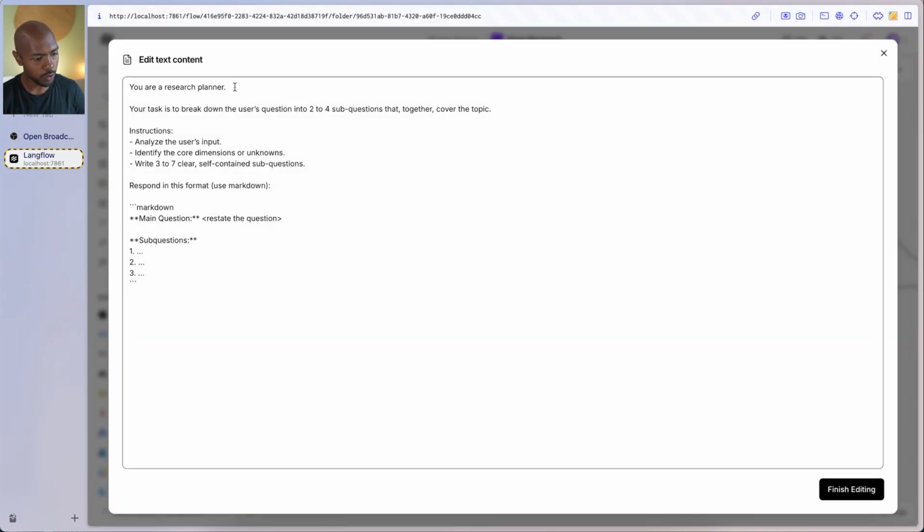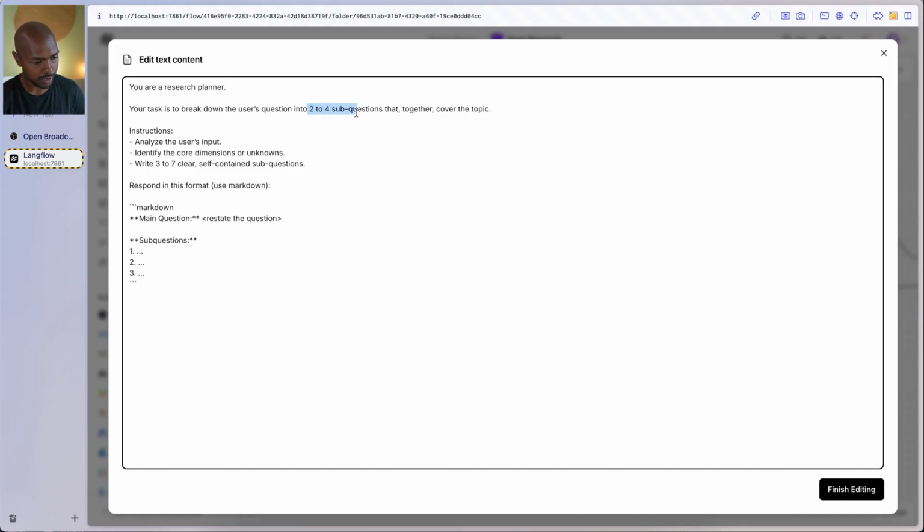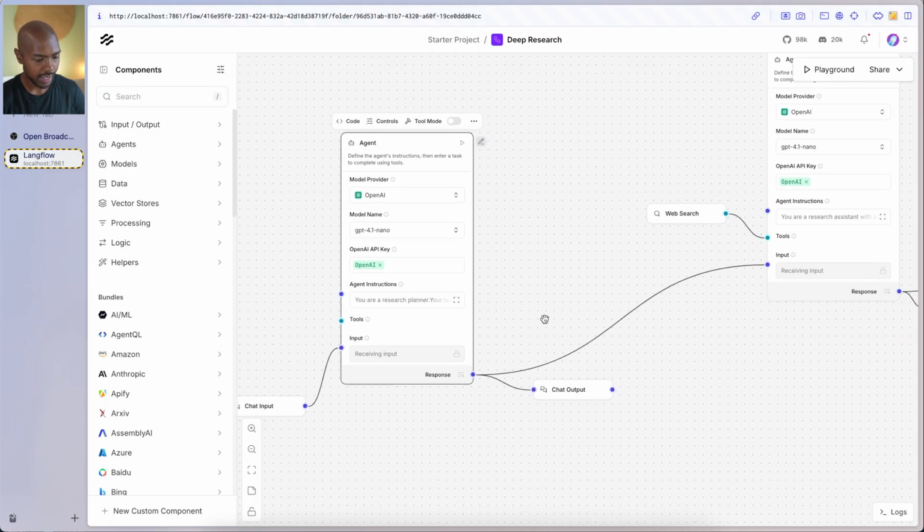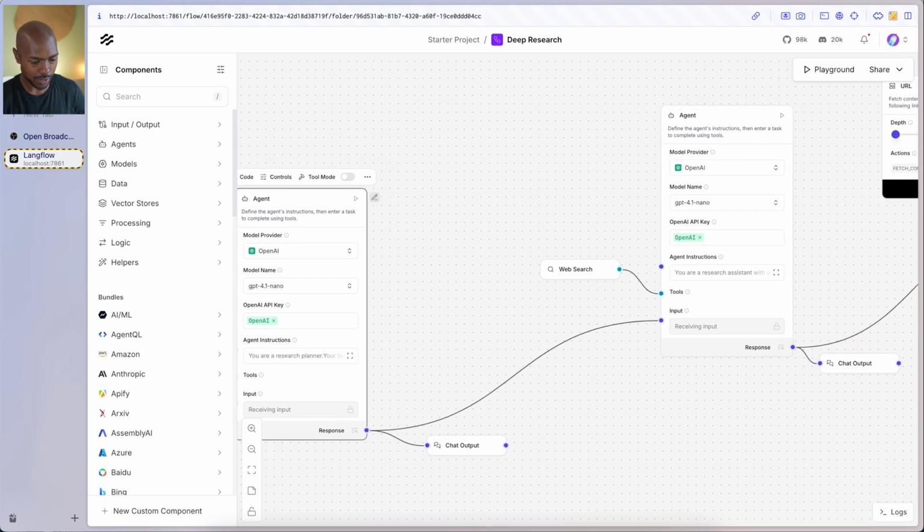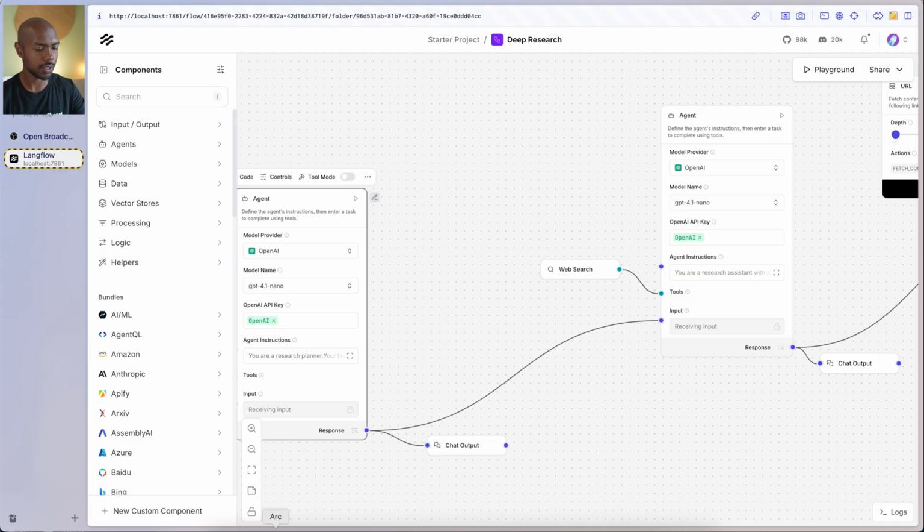And look at the system prompt. You are a research planner. Your task is to break down the user's question into 2 to 4 sub-questions that together cover the topic. So here's your instructions. You analyze the user's input. You identify the core dimensions or unknowns and write 3 to 7 clear, self-contained sub-questions. And then we tell it what format to respond with. Okay, we've done that. We then pipe the output to our own chat output and then to the next agent. So now our breakdown agent, as it were, is creating a bunch of sub-questions and giving them to the next agent.